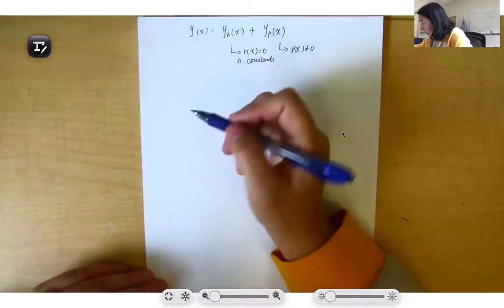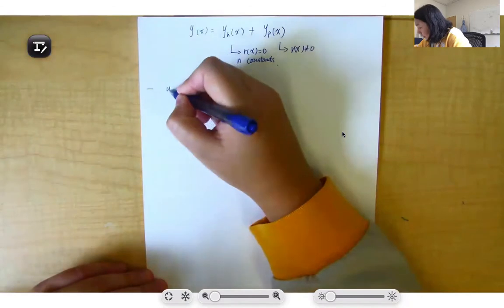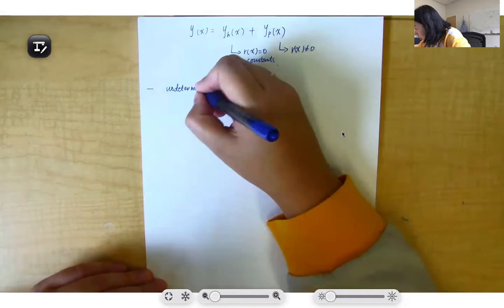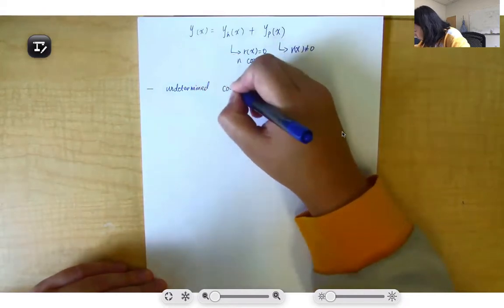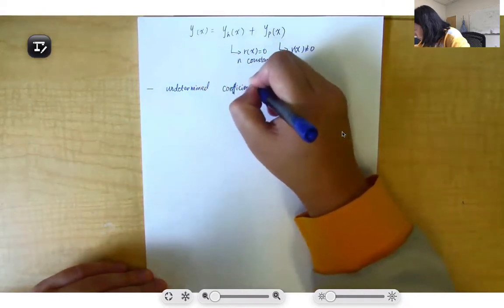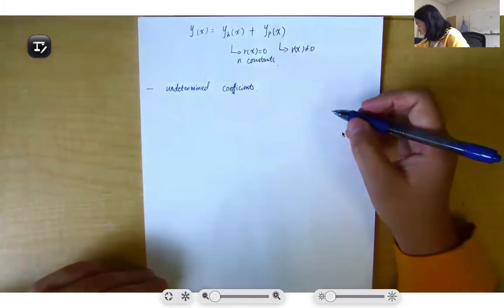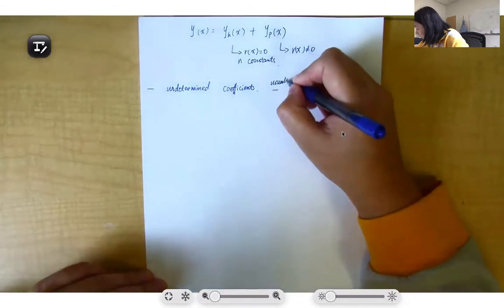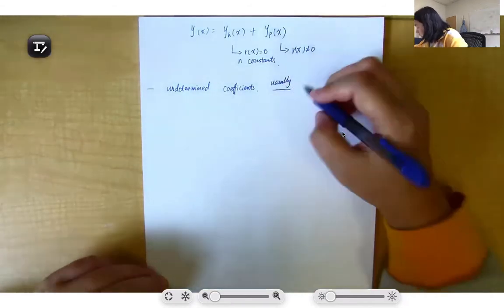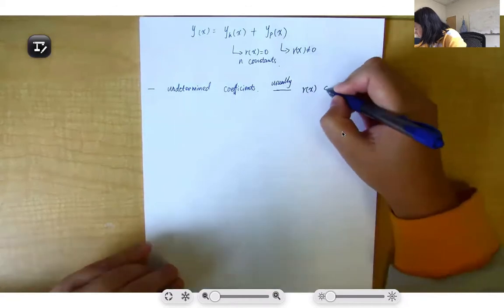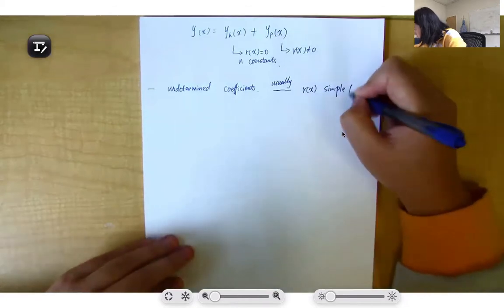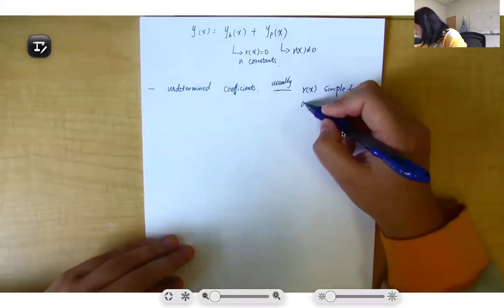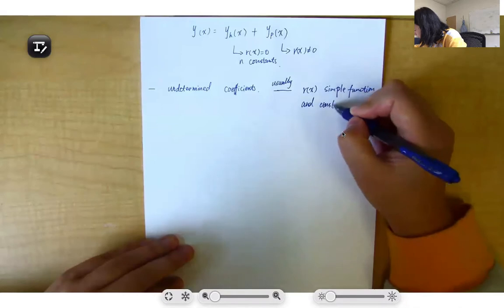Okay, so that is undetermined coefficients. And there is a condition to use this method: the forcing function must be a simple function form with constant coefficients.